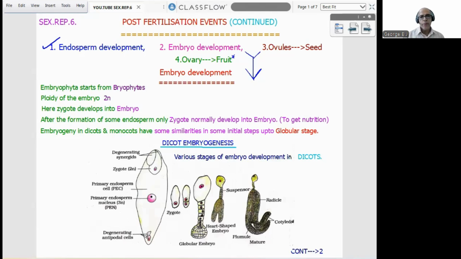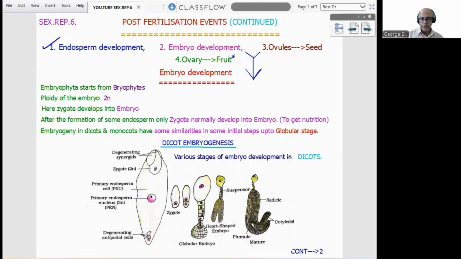See, for the development of embryo, food is a must. So after formation of some endosperm only, zygote develops into embryo and continues its procedures. Otherwise, no nutrition. And embryogeny in dicots and monocots have some similarities in the initial steps up to globular stage. Then slight deviation. I think the first 5 statements are clear.